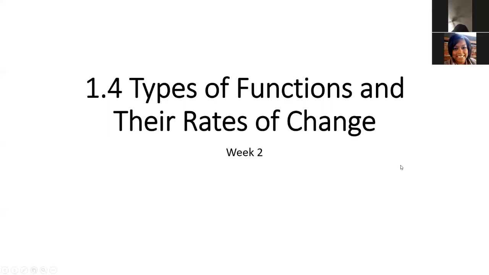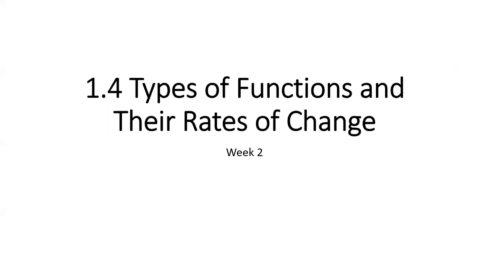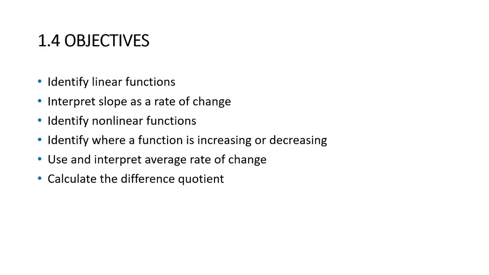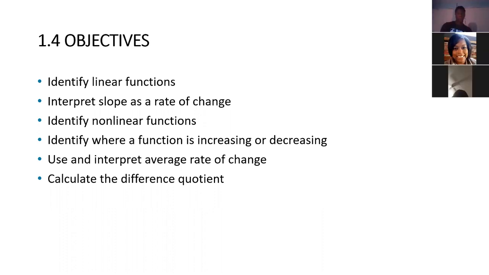Okay, so we are on chapter 1, section 4, types of functions and their rates of change. So our objectives are to identify linear functions, interpret slope as a rate of change, identify nonlinear functions, identify where a function is increasing or decreasing, use and interpret average rate of change, and calculate difference quotient. Those are our objectives for the day.